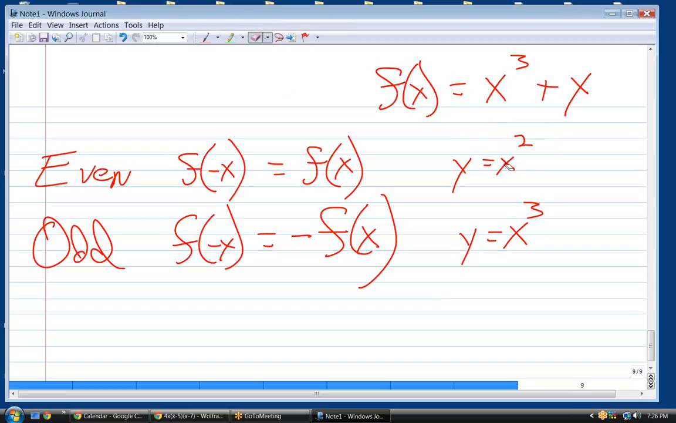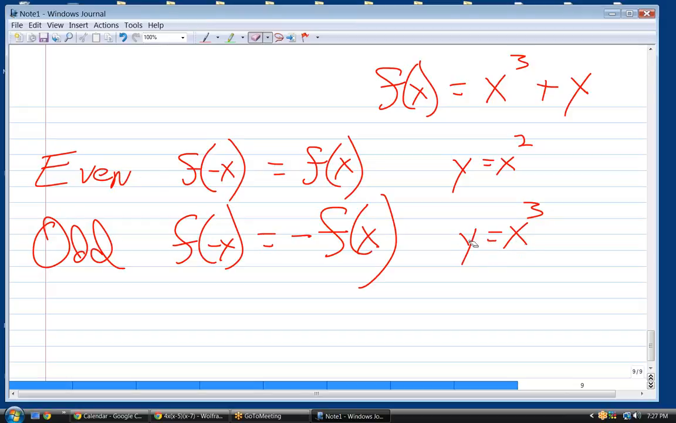Well, why is that even? What is f of minus x equal to? It would just be x, same thing, right? So f of minus x is equal to f of x. So that makes it even.